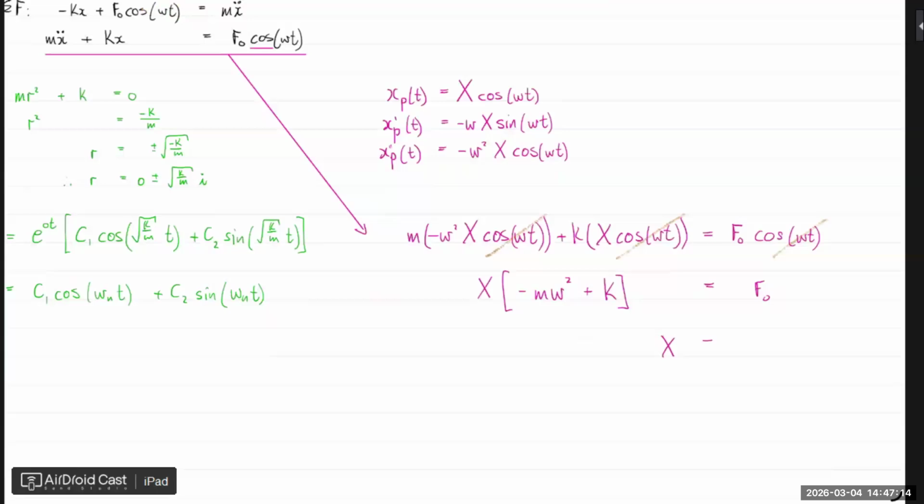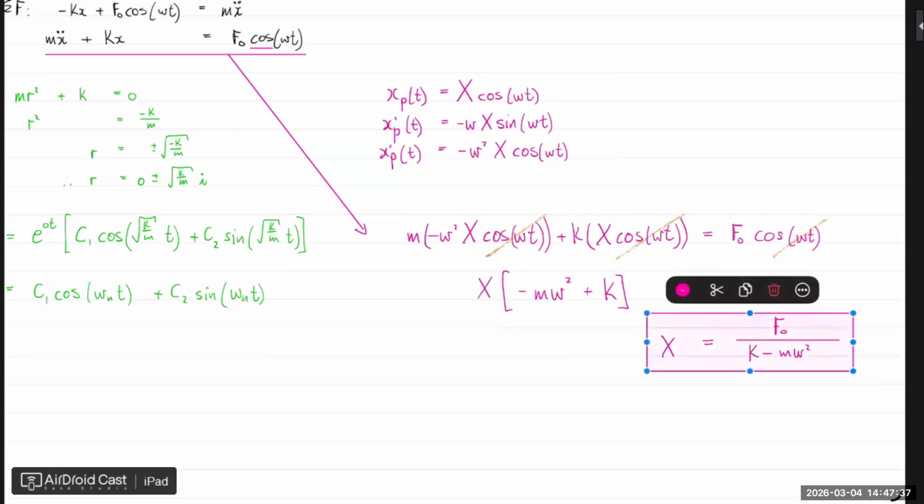So in the end, the x, that amplitude that I'm looking for, just a number, is then just F0 over k minus m omega squared. And that is one equation that we need to know. But can you guys see where it comes from? It's nice to know what you are doing is not just something taken out of thin air.